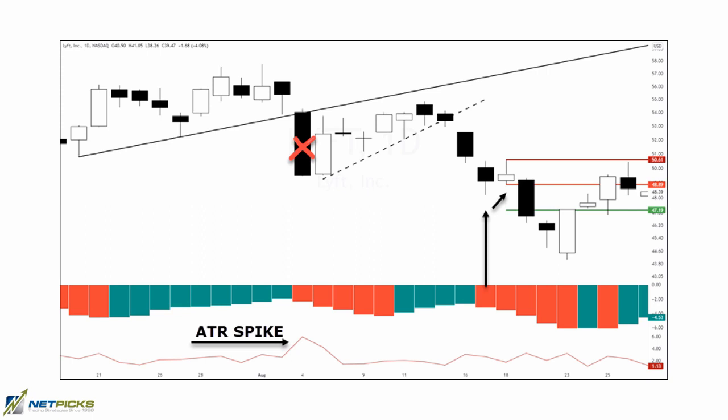This is a chart of Lyft. Price breaks the trend line. The setup is valid. But look at the size of that candlestick and that 1-day ATR spike. Okay, this is a perfect example of when you should be expecting some type of rally against that move down as mean reversion takes over.